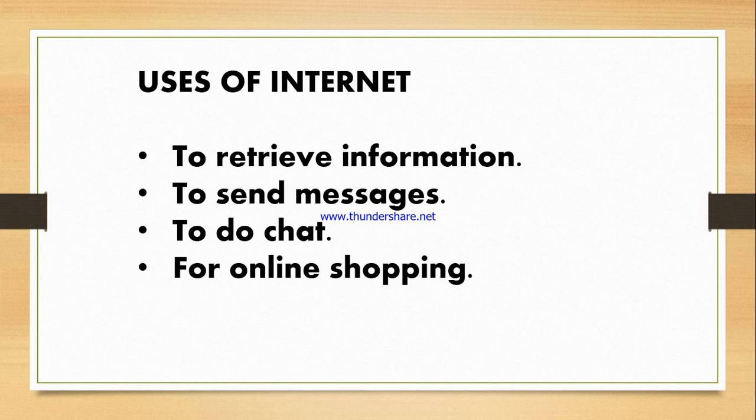Next, the most important thing nowadays we all are doing is online shopping. We are using the internet for online shopping. We can buy things, and we can have them delivered directly to our homes, or to our relatives also. So online shopping is also a major part of the internet. Nowadays we all are doing online shopping. So these are the uses of the internet.